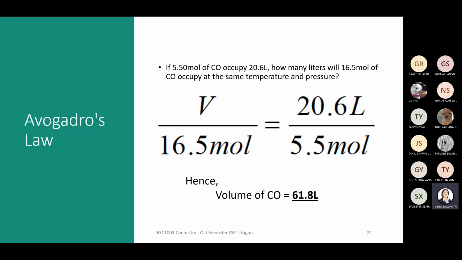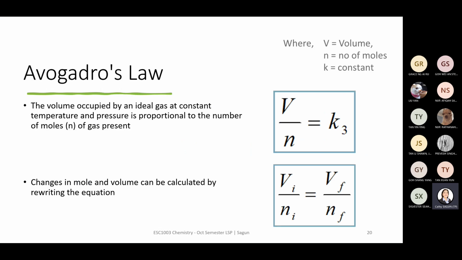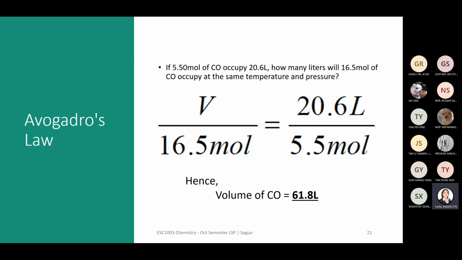So if, for example, you have this formula, V1 divided by N1 is equal to Vf divided by Nf. So if you have 5.5 mole of carbon monoxide and it occupies 20.6 liters, how many liters will 16.5 mole of carbon monoxide occupy? Okay, the keyword here is same temperature and pressure. And you know that for Avogadro's law, you need constant temperature and pressure.